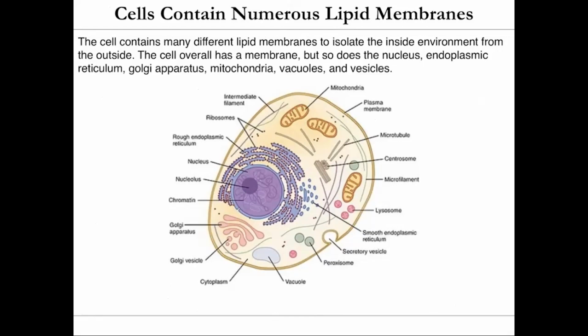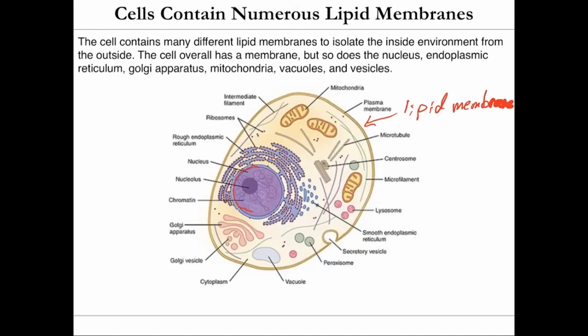What those lipid membranes do is isolate the inside environment from the outside. This is the main definition of a cell, basically. It's just aqueous solution that's surrounded by a lipid membrane that contains that internal cellular environment away from the external cellular environment. So the overall cell has a lipid membrane, usually just called the cell membrane. But a bunch of different organelles within the cell also have lipid membranes.